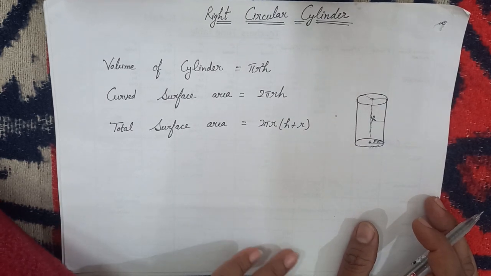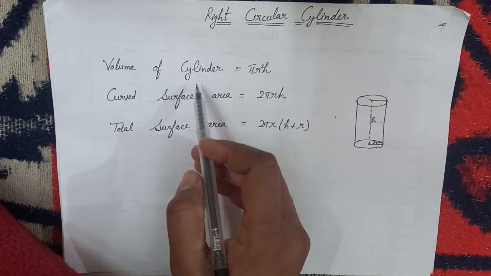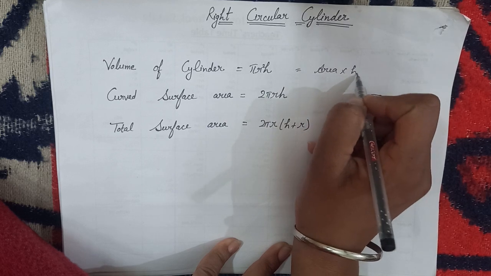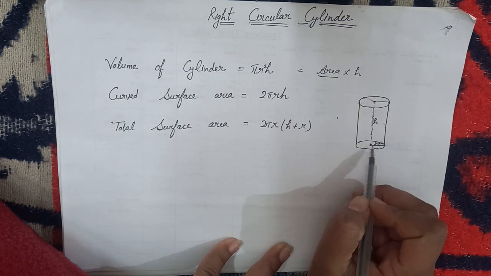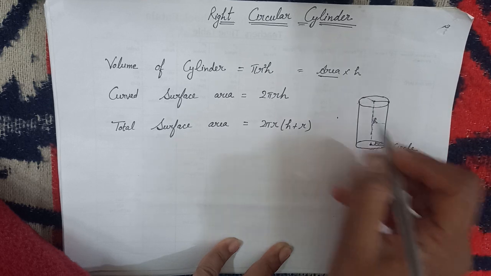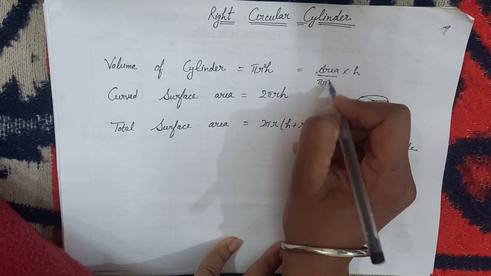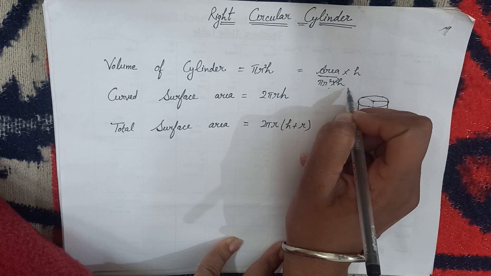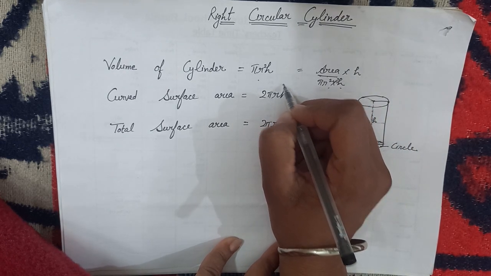Now, as we discussed in our previous video, the volume of anything we always find by doing area into height. That area is always the area of the base. Now what is the base of the cylinder? It is always a circle. Okay ji. So here we write the area of circle, that is pi r square, and h for height, which will be multiplied, so pi r square h. So this is how we get the formula for the volume of a cylinder.